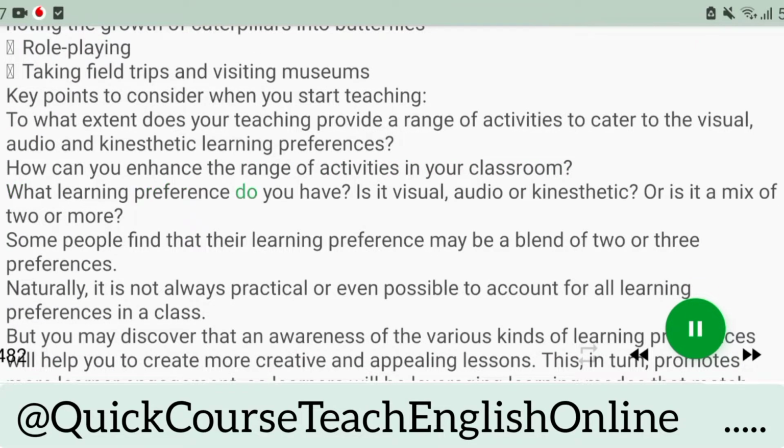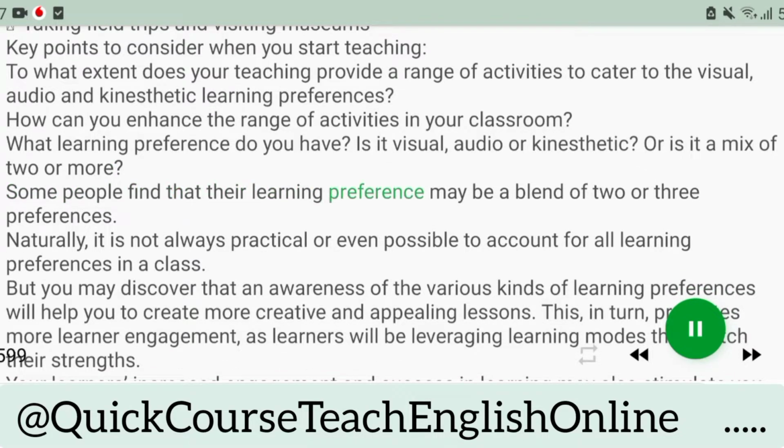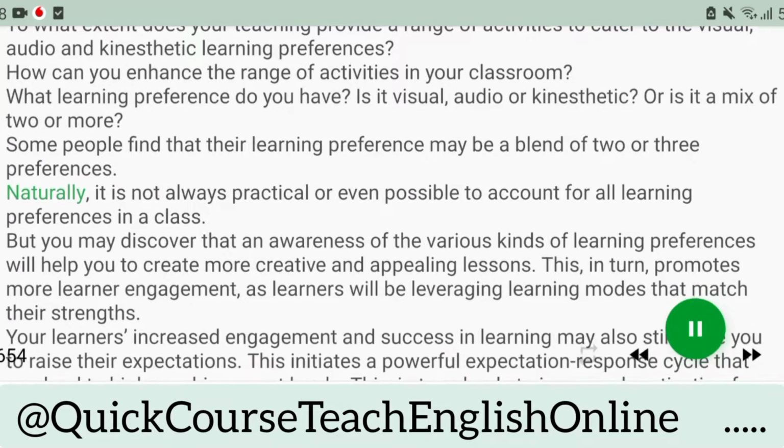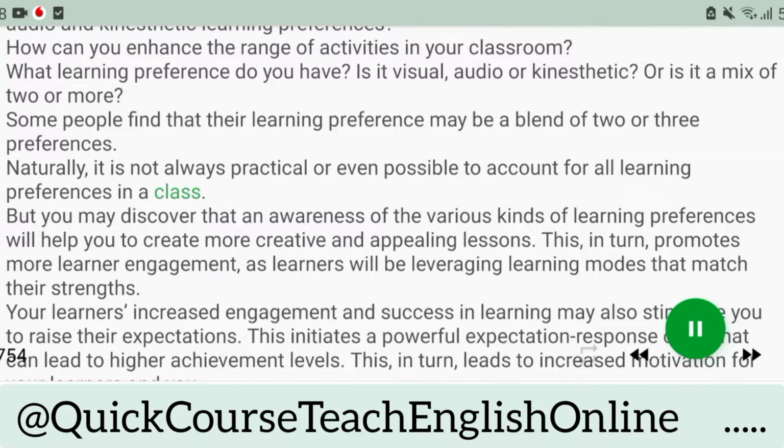What learning preference do you have? Is it visual, audio or kinesthetic? Or is it a mix of two or more? Some people find that their learning preference may be a blend of 2 or 3 preferences. Naturally, it is not always practical or even possible to account for all learning preferences in a class.